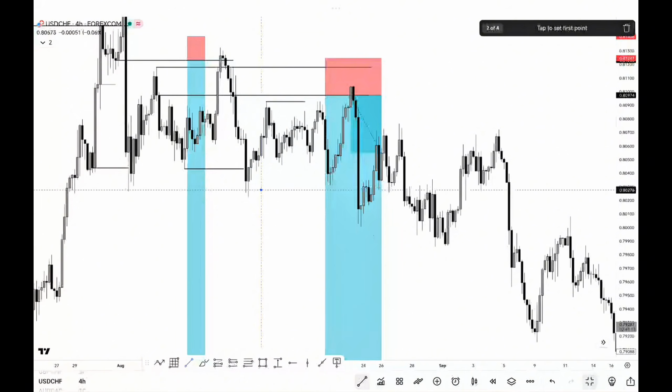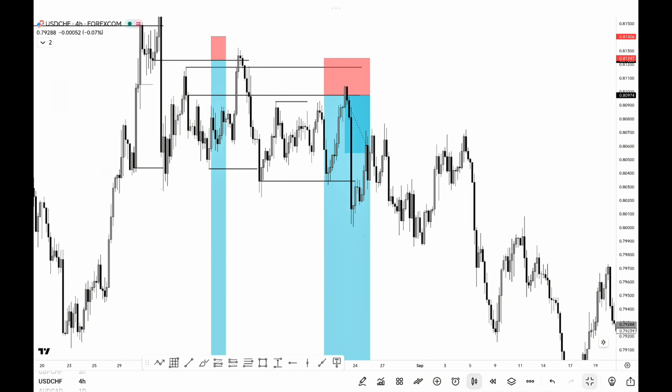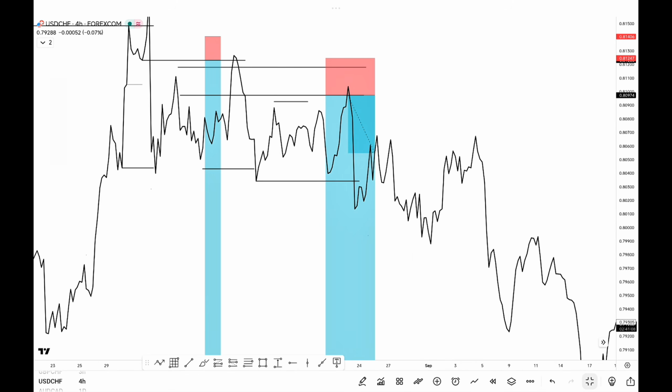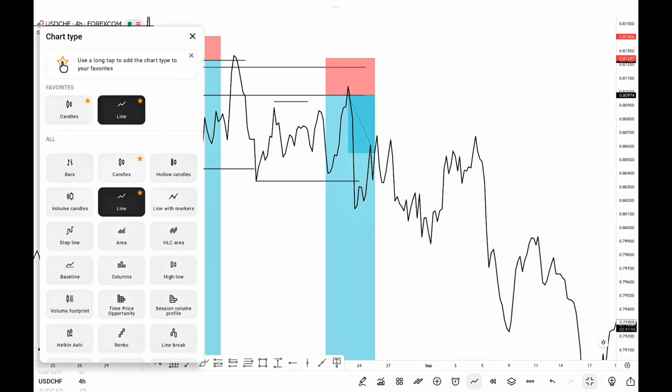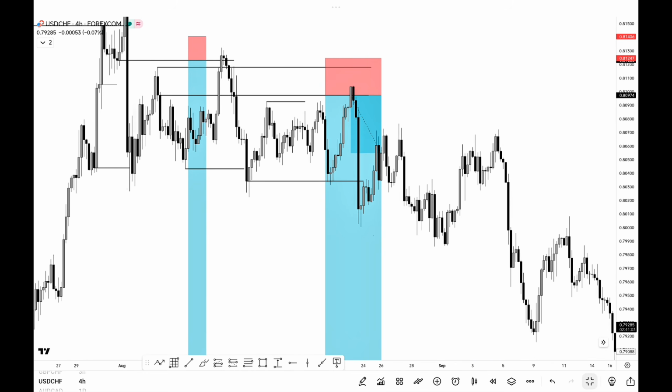So we have another break of structure here. We have multiple breaks of structure to the downside. You could see them clearly on line charts. We have that break here on the line chart as well. So after that break, what do you have? After that break, what do you have again?